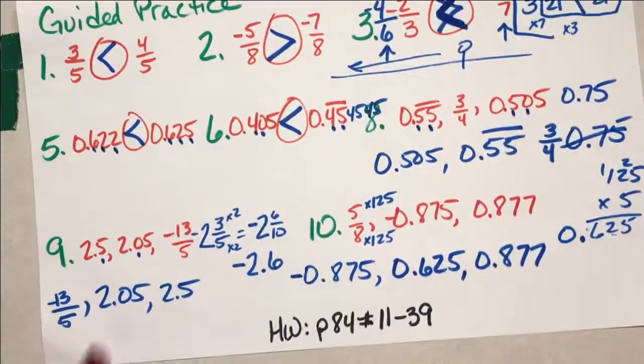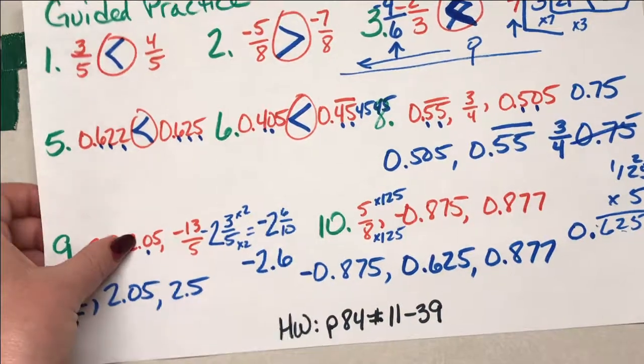Your homework for this section starts on page 84. You're going to do numbers 11 through 39. Please remember, if you have any questions, make sure that you ask me so we can get through this together. Thank you much.